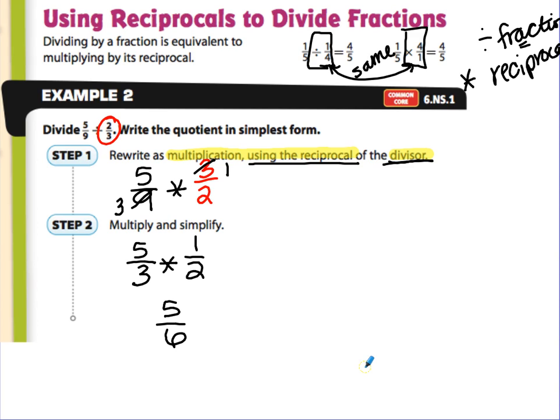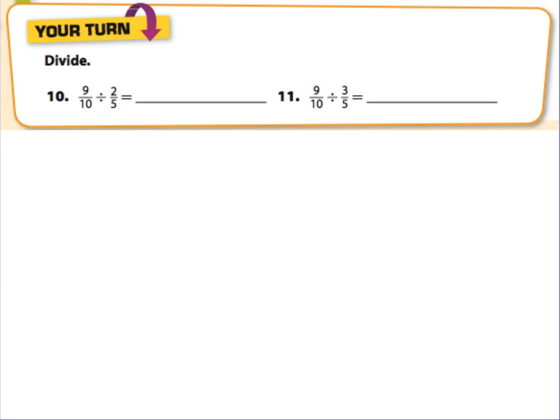I know that I skipped the explore activity number 2. We'll touch base on that at a different point in time. What I would like you to do is try the your turn problems on the bottom of your page and come back and check your answers. If you would like, you can go through number 10 with me and then do number 11 on your own.